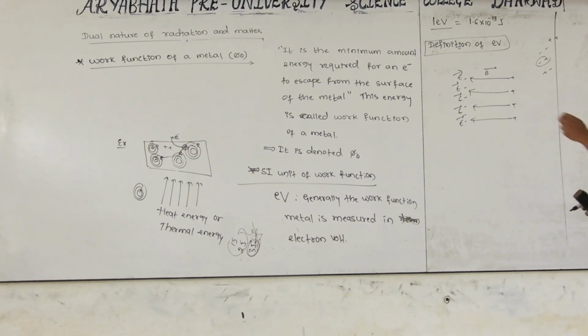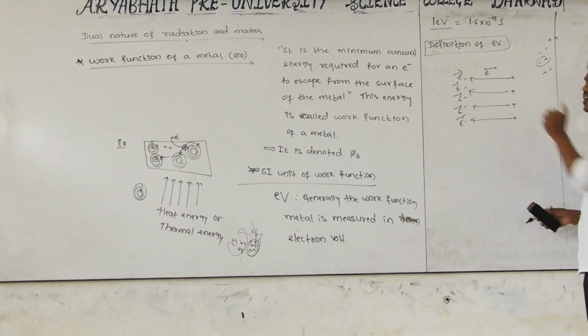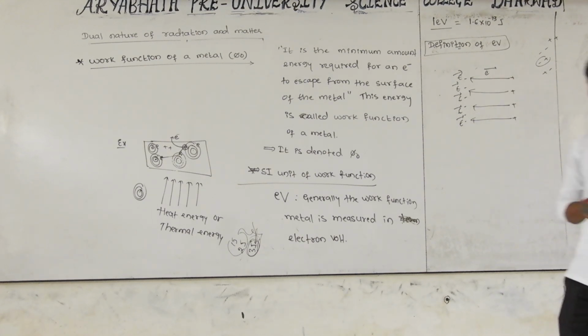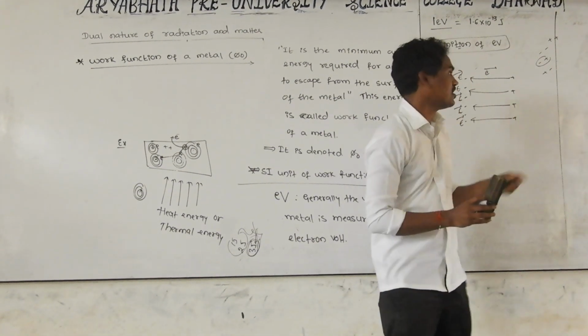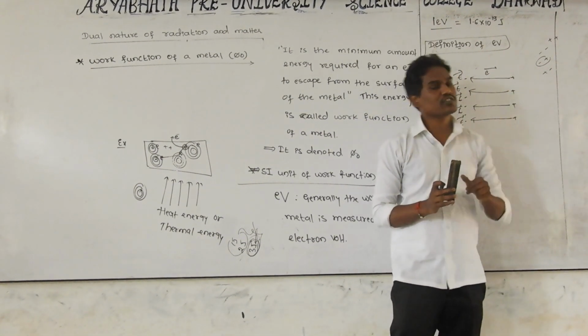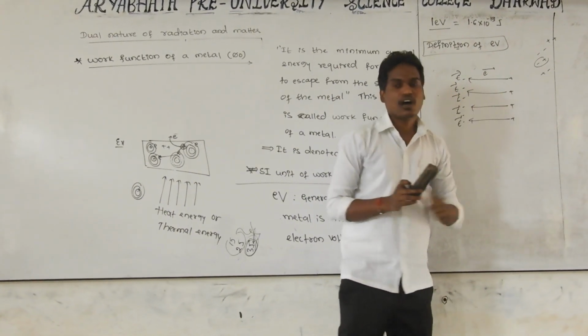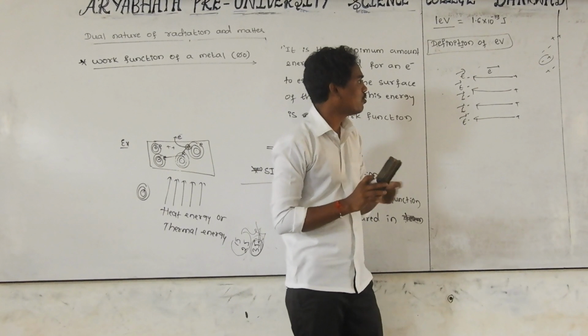Here this is the positive potential, meaning the number of positive charges are here, and here the number of negative charges are there. This positive charge attracts the electron. Why? Because the electron's charge is negative. The positive charge attracts the negative charge towards it, and the negative charge repels the electron away from it. This is a simple one, you know already.